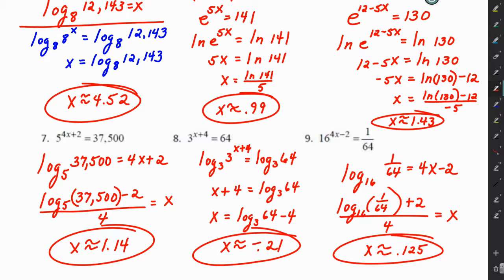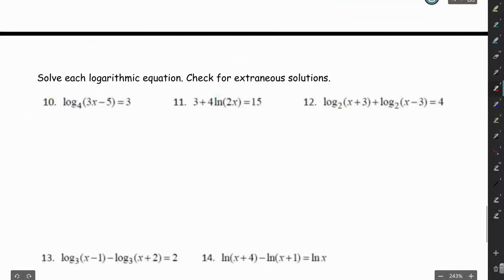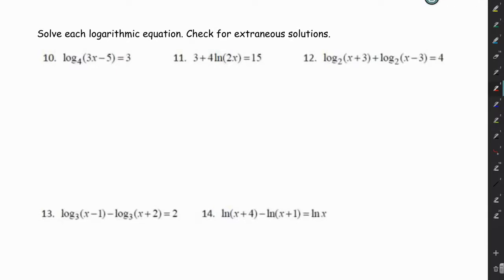At this point, you should start to be feeling better about these. We have more practice now where they look a little different. We're going to start in log form, and then we're going to proceed from there. So it says solve each log, and now I'm asking you to check for extraneous solutions. So this is in log form. I'm going to put it in exponential form.